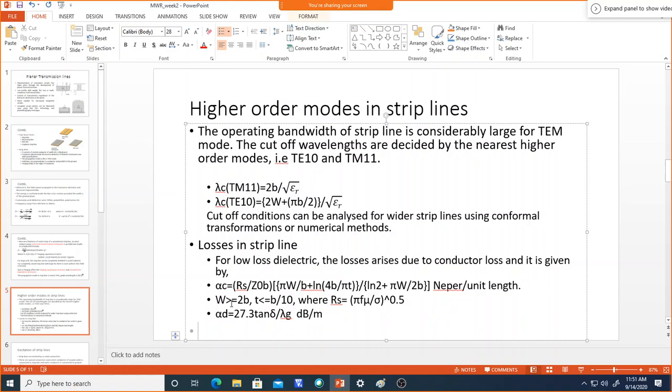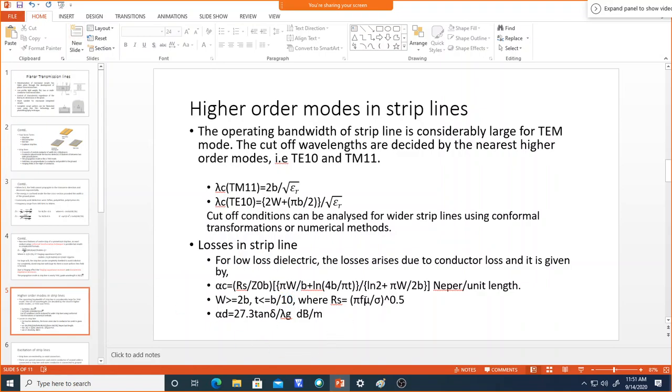Okay, so this equation you can use only when W is greater than 2b and the thickness is less than or equal to b by 10. So you can use the conductor loss calculation when the condition is this. Okay, so these are some of the different losses in strip lines.